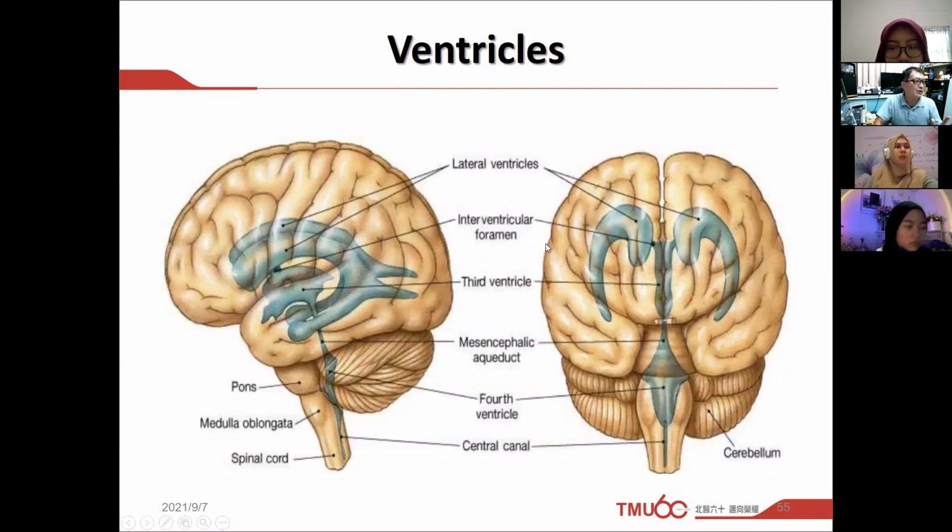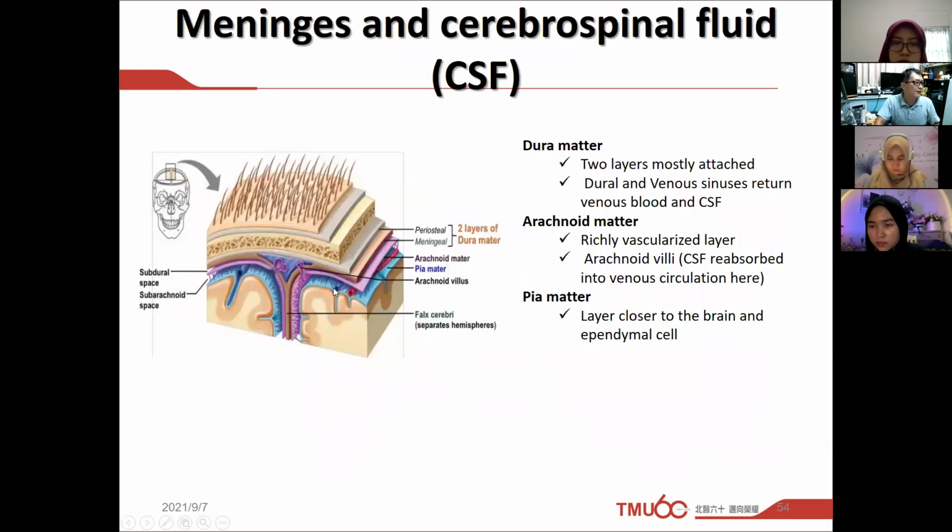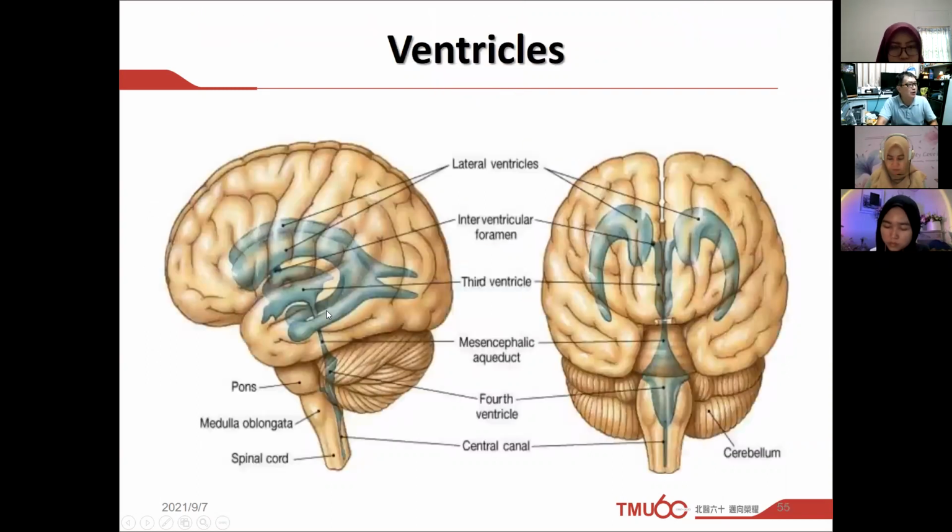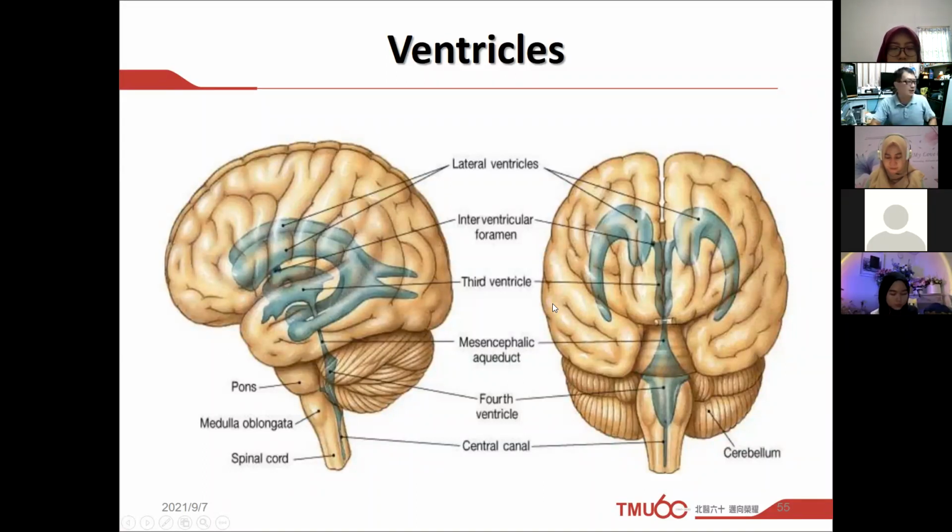CSF is produced in these particular ventricles. There are four ventricles. You can see the right and left ventricles, the third ventricle and the fourth ventricle. There's CSF in there. And as I mentioned, in the subarachnoid space, you put all the cortex in there. You can see that there is the CSF here. That's the reason why I called it that, right? The cortex and all the brain are floating on an ocean, okay, for protection purposes.